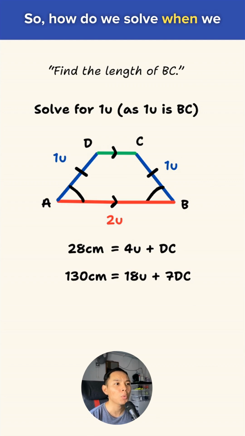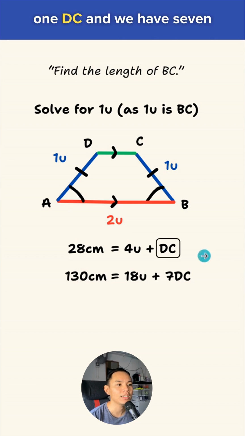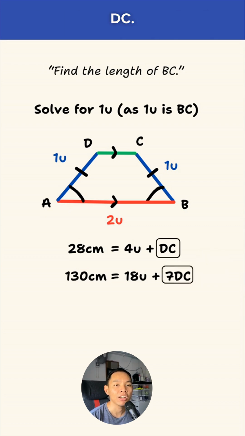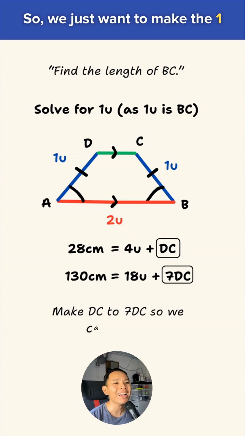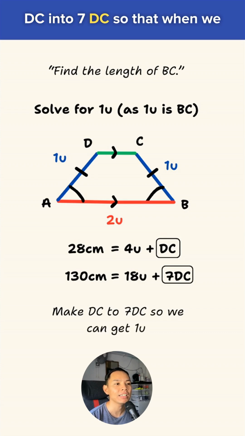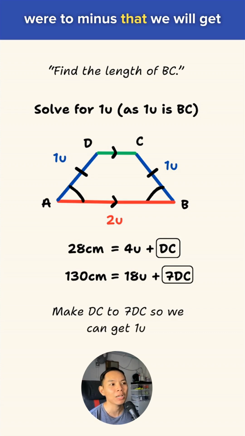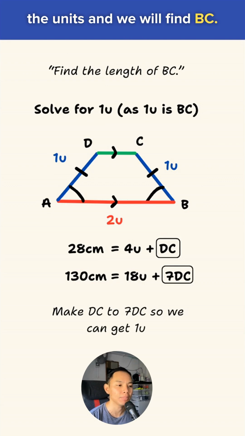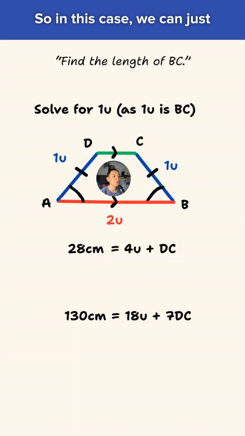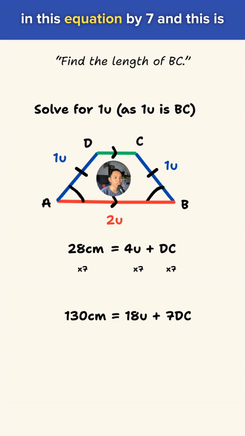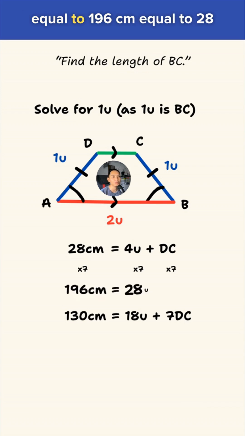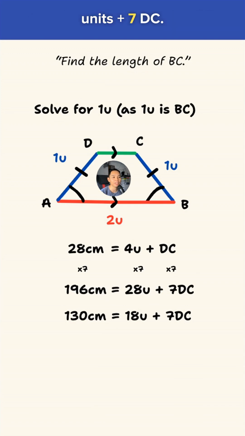So how do you solve when we have these two equations? We have 1 DC and we have 7 DC. We just want to make the 1 DC into 7 DC so that when we minus, we will get the units and find BC. So we multiply everything in this equation by 7, and this gives 196 centimeters equal to 28 units plus 7 DC.